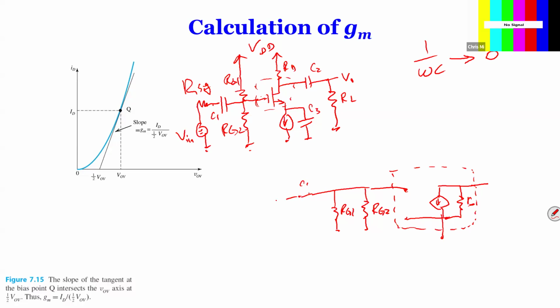And then next we have Rsig, and then we have your input VGS, which is connected to ground. So now you have your gate complete. That's it. Now we're going to look at the source.